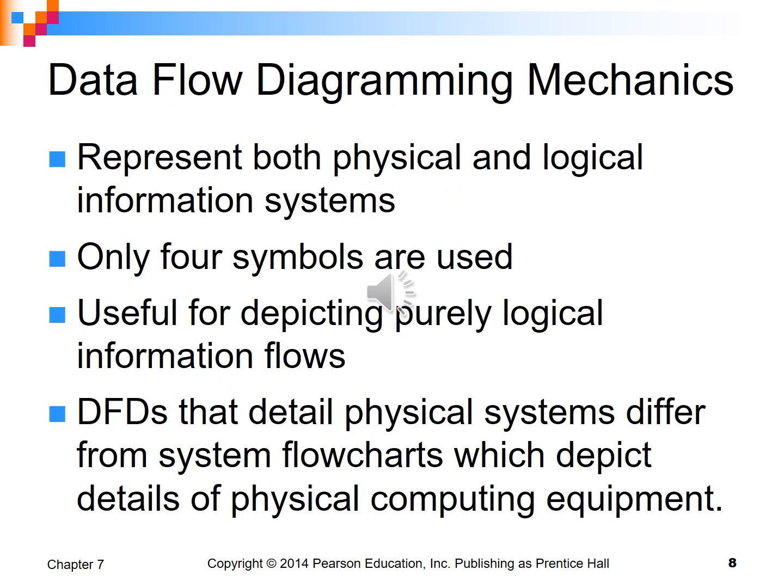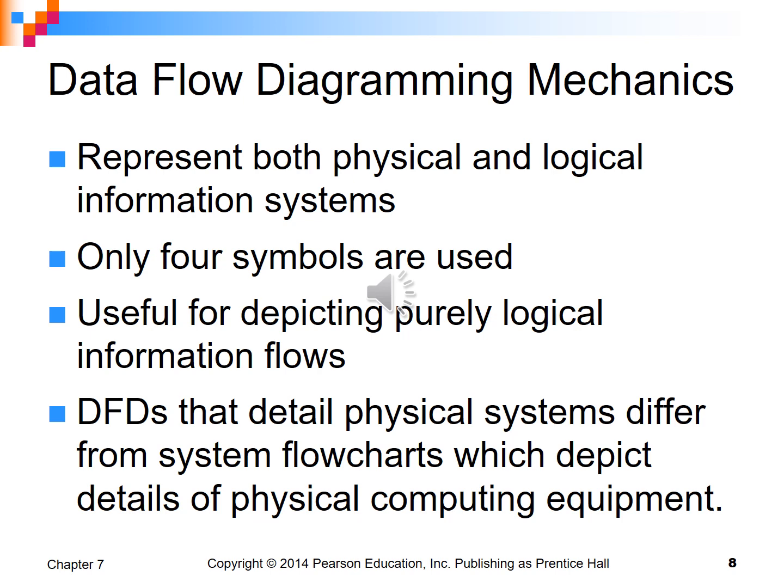Data flow diagrams mechanically represent both physical and logical information systems. Only 4 symbols are used. The 4 symbols we use in the data flow diagram are: the square, which represents a source or sink, as we can explain in the future; then the oval, which represents the process; the rectangle represents a database, data set, whatever, the one we create; and the data flow, which is an arrow.